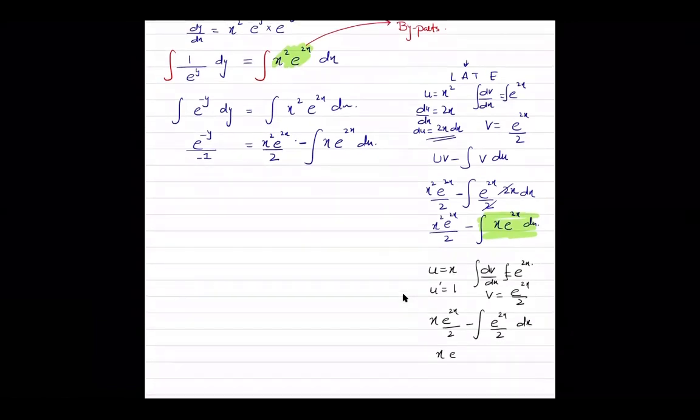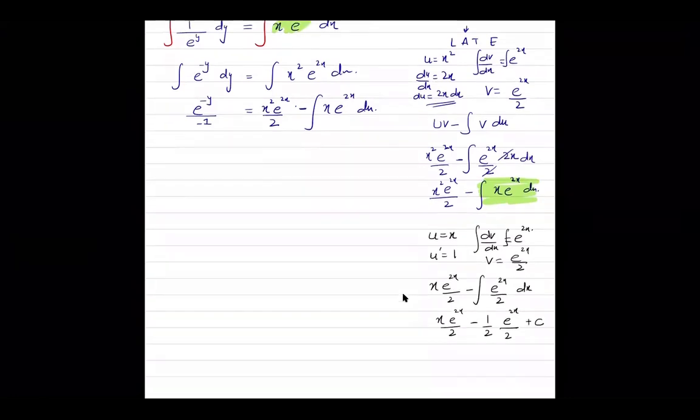So x e to the power of 2x upon 2 minus, you can take 1 upon 2 common out. Integration of e to the power of 2x is e to the power of 2x upon 2 plus c. So x e to the power of 2x upon 2 minus e to the power of 2x upon 4 plus c.